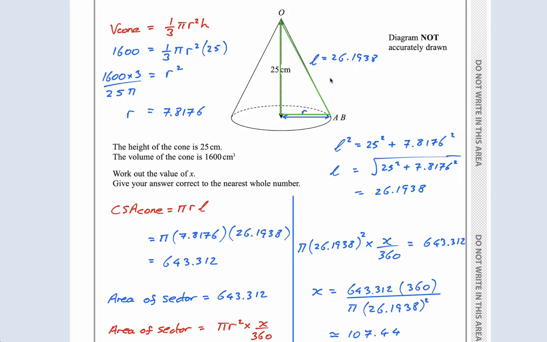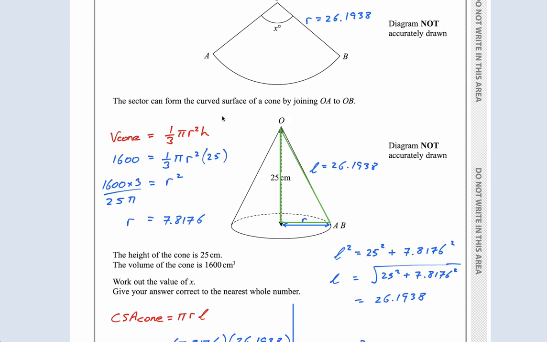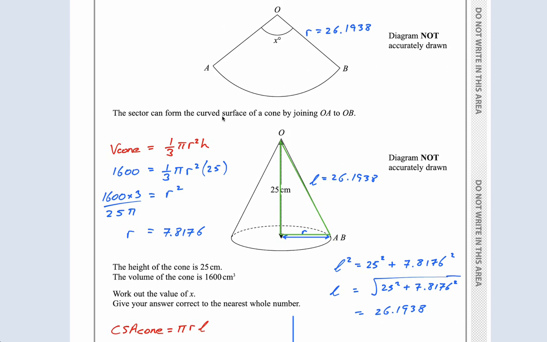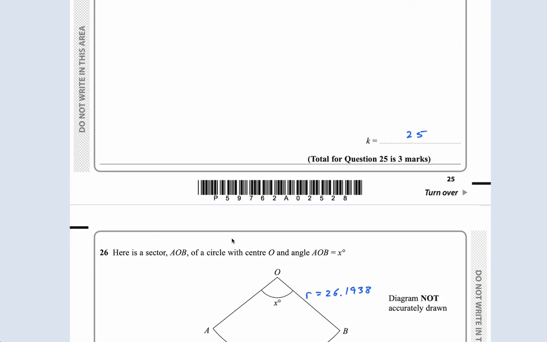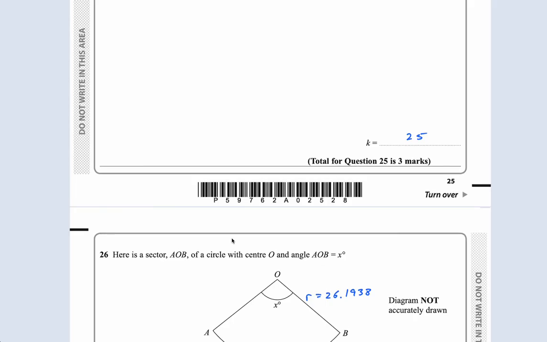I squashed things in here, guys, just so you can see it all on the one screen, but you should make use of all the space they give you. Okay, that's it, guys. That's the paper. Yeah, not an easy paper for sure. Some difficult questions at the end, but we're starting to get used to that. Okay, see you for the next video.